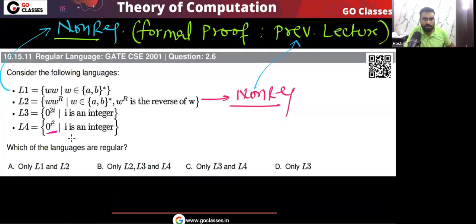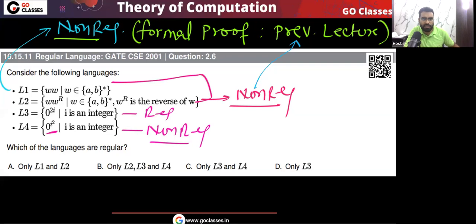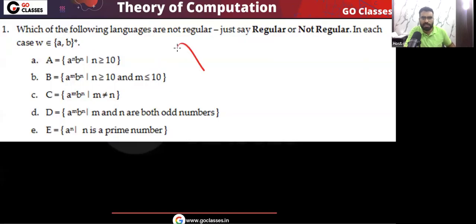So finally, the answer will be what? And this is regular. Okay, and the remaining two we have already seen in the previous lecture. These are non-regular. So finally, which language is regular? The question is asking. So only L3 is regular. Okay, answer will be option D. Now let's move on. Let's see which of them is regular, which of them is not regular. Tell me answer quickly.